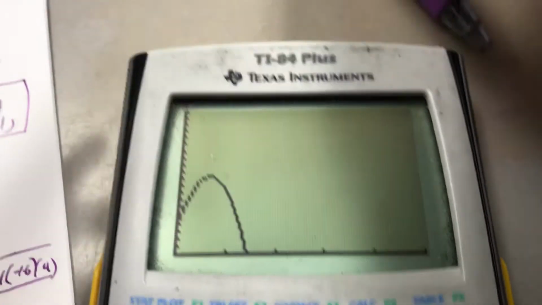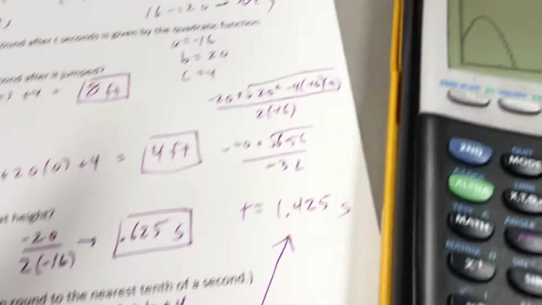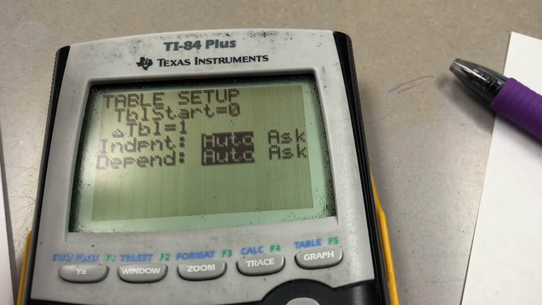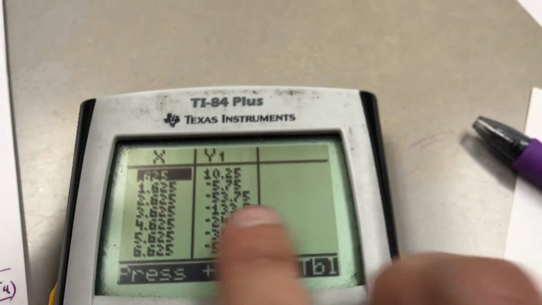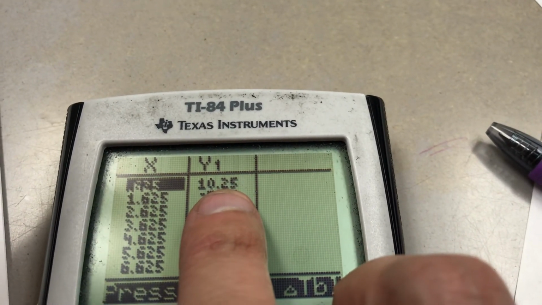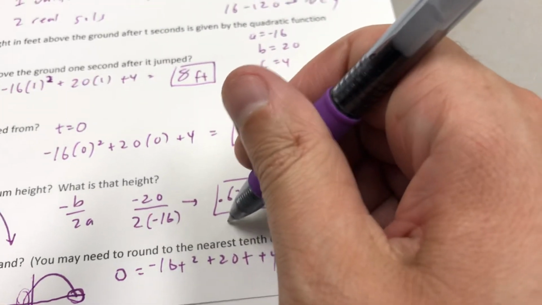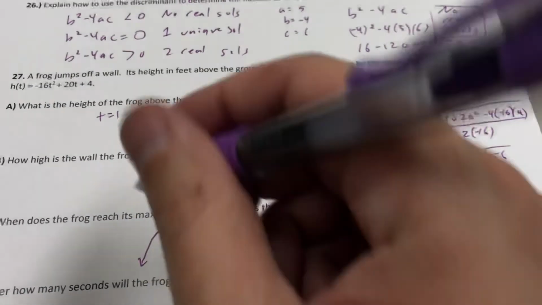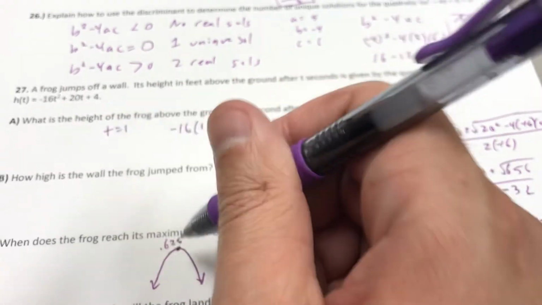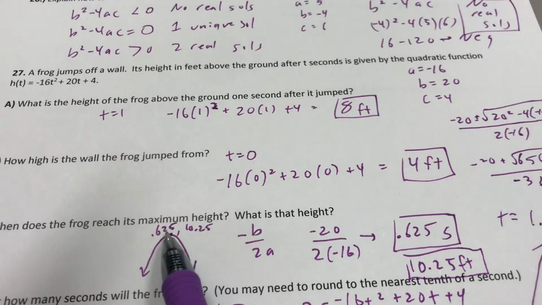And remember, we think that the vertex is at this point here. We think that's only 0.625 seconds. I'm going to run a table here and just check. I'm going to go to 0.625 on my table. And if you put 0.625 into this function, you get a height of 10.25. So at 0.625 seconds, we have a height of 10.25 feet. So the vertex would be at the point 0.625, comma 10.25. And of course, the 0.625 is the time.